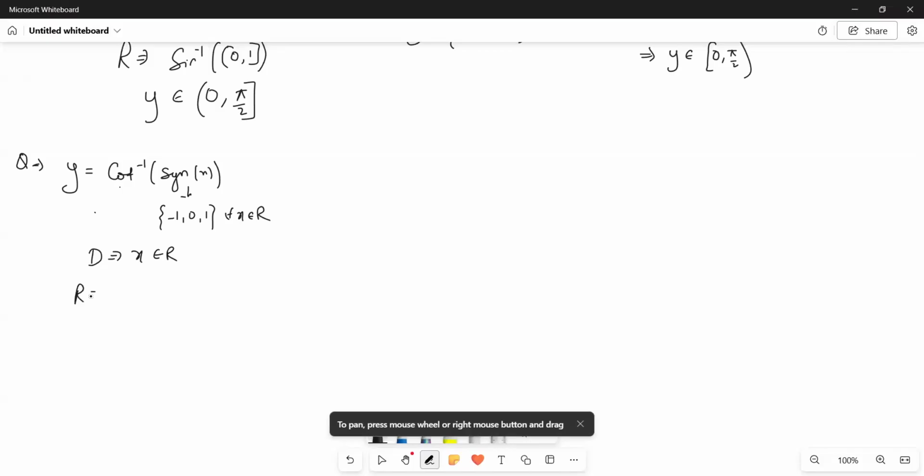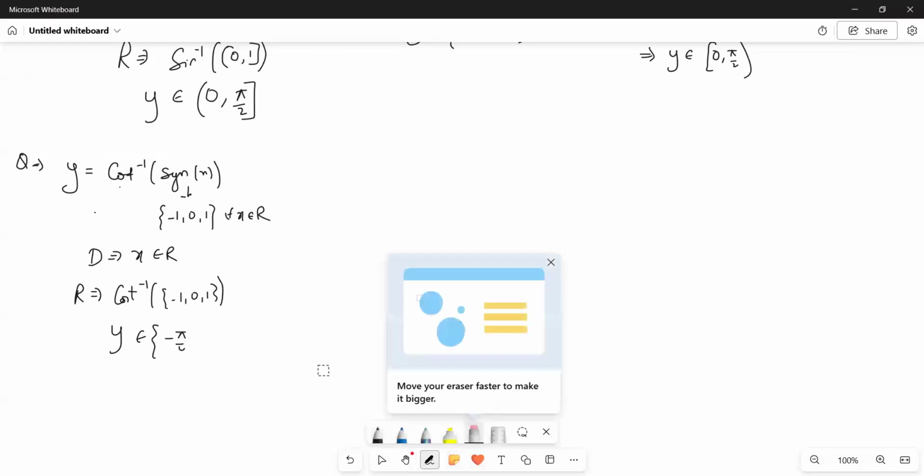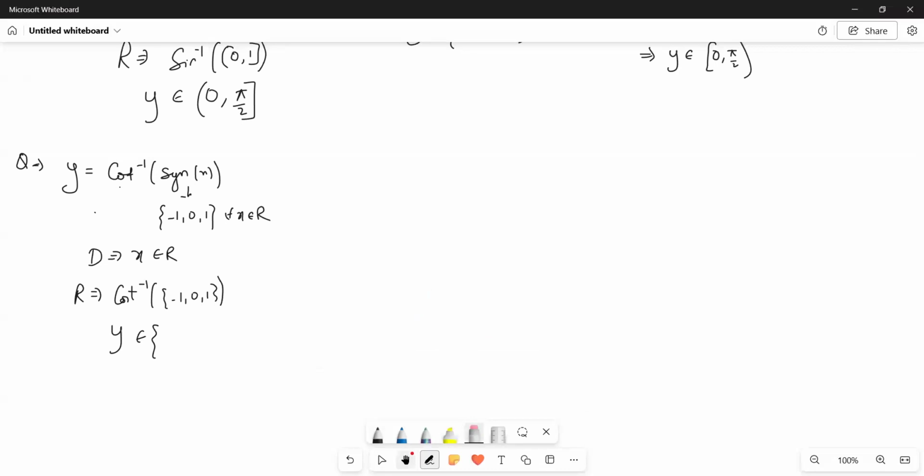And the range will then be cot inverse of numbers lying between -1, 0, and 1. So y belongs to the cot inverse of -1, minus pi by 4. Actually no, cot inverse will go to the third quadrant. Cot inverse will be a value in the third quadrant. So cot inverse of -1, being negative, is in the third quadrant, 3 pi by 4. Cot inverse 0 would be pi by 2. And cot inverse 1 is pi by 4. So that will be the range: pi by 4, pi by 2, 3 pi by 4.